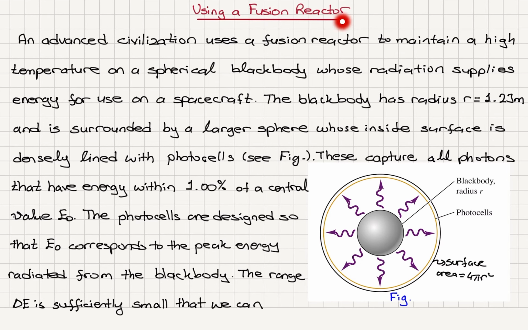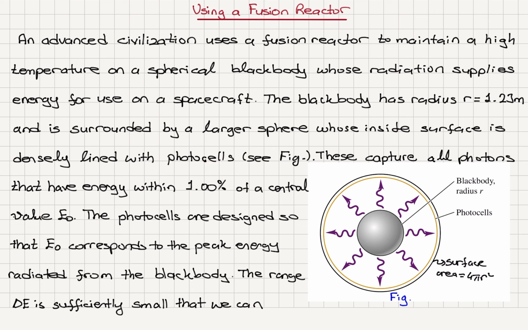Using a fusion reactor. An advanced civilization uses a fusion reactor to maintain a high temperature on a spherical blackbody whose radiation supplies energy for use on a spacecraft. The blackbody has radius r equals 1.23 meters and is surrounded by a larger sphere whose inside surface is densely lined with photocells, as you can see in the figure.